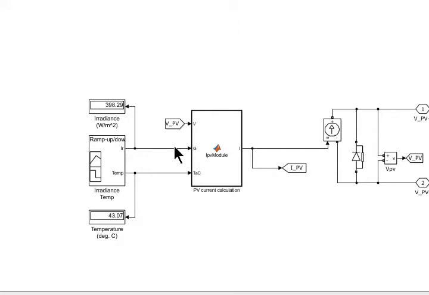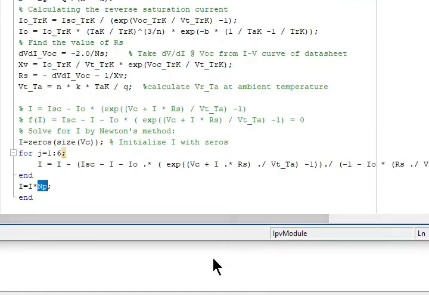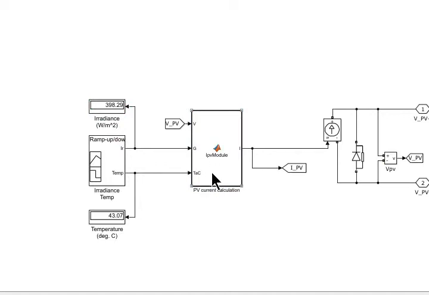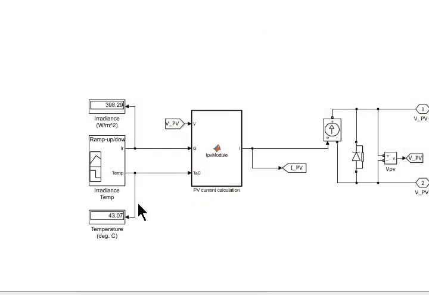It has two inputs, as we discussed: G and temperature. The output voltage of the PV is again given to this function, and this is the PV model that we just described. It has two inputs, G and T, and it also takes the voltage of the PV output, the terminal voltage of the PV module. So it's calculating the current just like this equation.